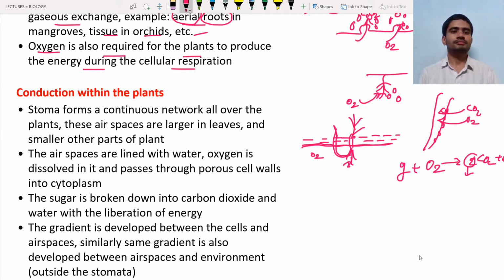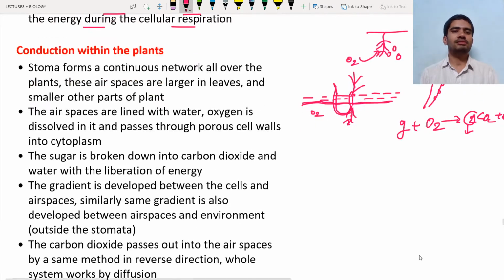Next is the conduction within the plants. What is meant by conduction? Conduction means how the gases are carried from the atmosphere into the sites of cellular respiration or the sites of photosynthesis. That is the explanation of this side heading, conduction within the plants. So how are the gases conducted inside the plant?